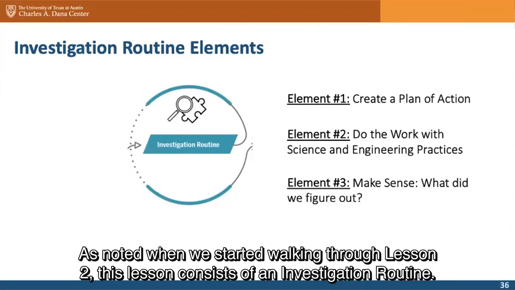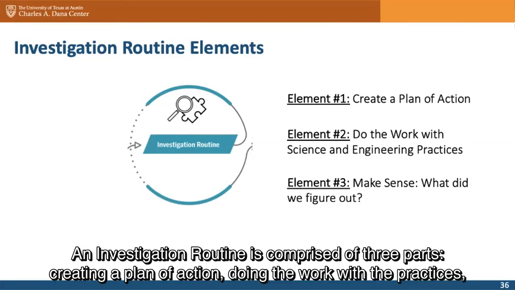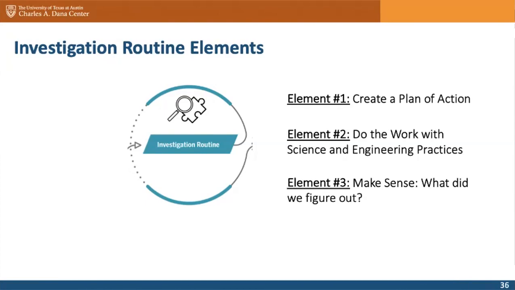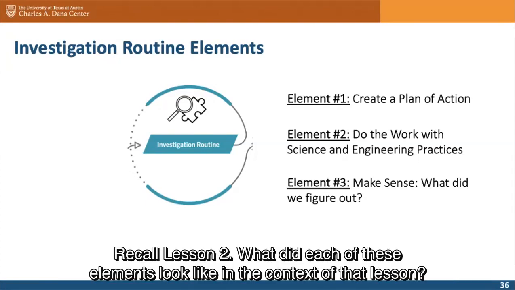As noted when we started walking through lesson 2, this lesson consists of an investigation routine. An investigation routine is comprised of 3 parts: creating a plan of action, doing the work with the practices, and sense making, or determining what was figured out. Recall lesson 2. What did each of these elements look like in the context of that lesson?